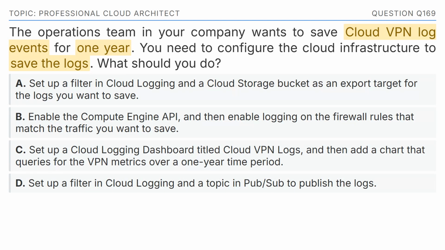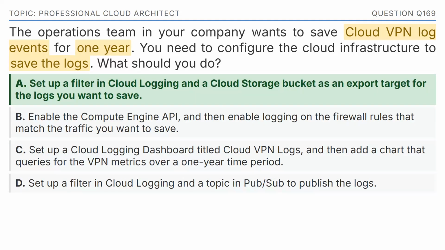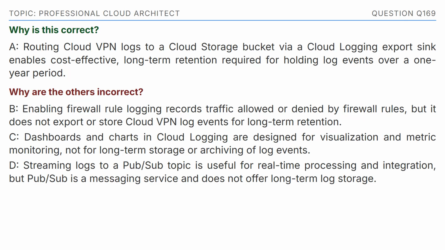To arrive at the correct answer, we focus on the keywords: Cloud VPN log events, 1 year, save the logs. The correct answer is option A: Set up a filter in Cloud Logging and a Cloud Storage bucket as an export target for the logs you want to save. Why is this correct? A. Routing Cloud VPN logs to a Cloud Storage bucket via a Cloud Logging export sink enables cost-effective, long-term retention required for holding log events over a 1-year period.